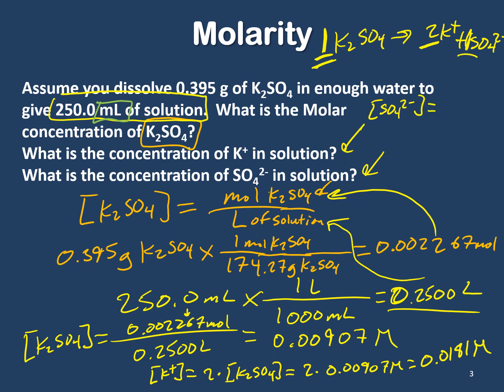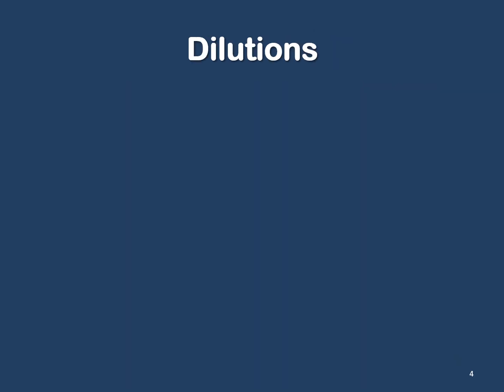Now, because it's a 1-to-1 mole ratio for the sulfate, I know the concentration of sulfate ion here is just equal to the concentration of K2SO4. So my sulfate concentration then has to be equal to 0.00907 molar. All right, so if you have questions, let me know. Let's move on to the next topic here, dilutions.